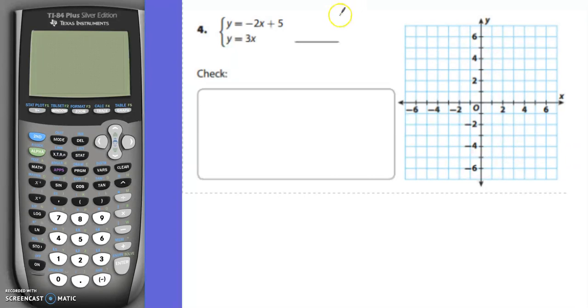Alright, we have a slope of negative 2, and we intersect the y-axis at 5. We have a slope of 3, and we intersect the axis at the origin. So we go up 5, go down 2 to the right 1, down 2 to the right 1, down 2 to the right 1. That should be enough.